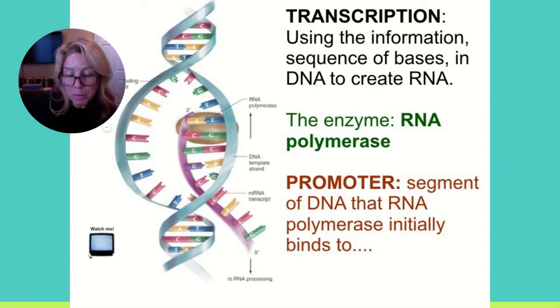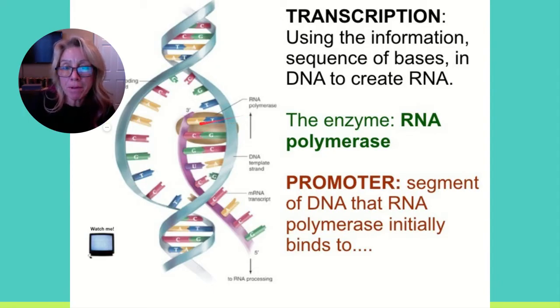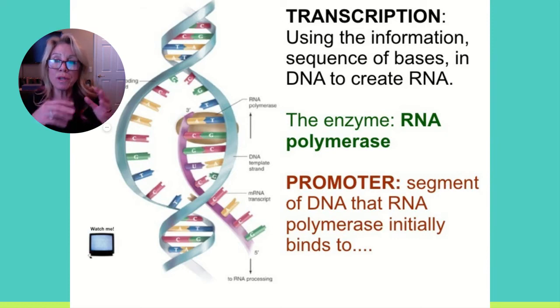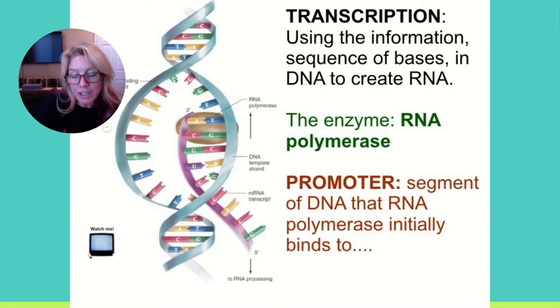Messenger RNA is produced, DNA unwinds and unzips, and then RNA polymerase, an enzyme, adds complementary RNA nucleotides to the 3' end of the DNA. So it's reading 3' to 5', making 5' to 3'. The promoter is the start of transcription. It's where RNA polymerase initially binds to the DNA, and that's called initiation.